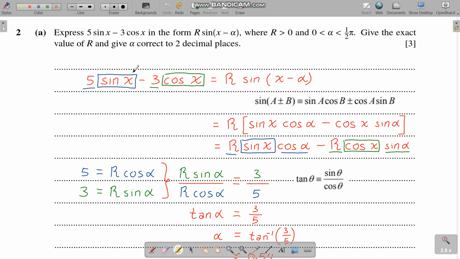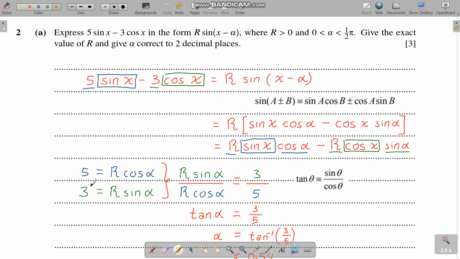On the left, the variable is sine x. The coefficient on the left is 5. The coefficient on the right is r cos alpha. That's why we have the first equation. And for the second term, we have cos x for the variable, and for the coefficient, 3 on the left, r sine alpha on the right, which means 3 equals r sine alpha.